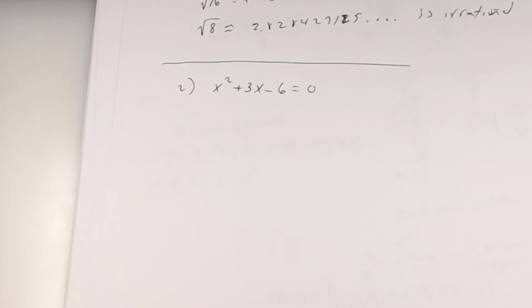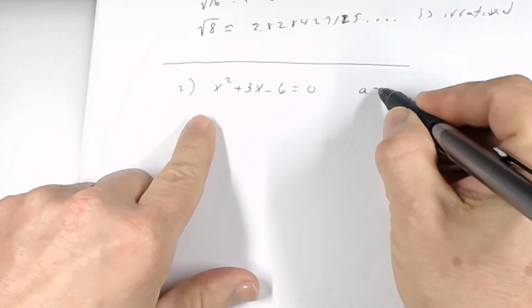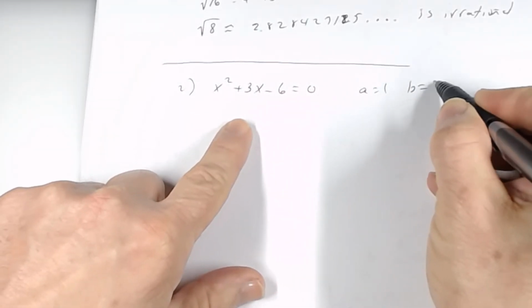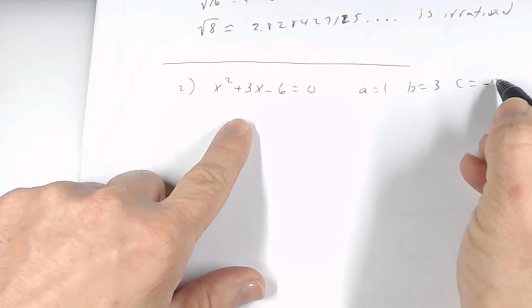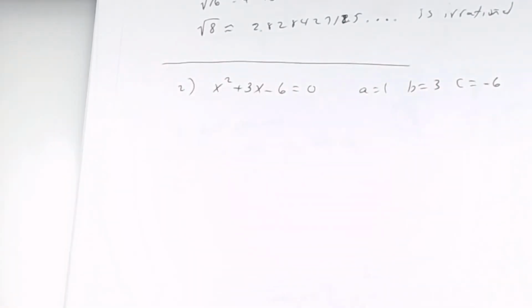All right, is it in descending order? Yes. Is it in general form? Yes. Okay. So what's A? 1. Coefficient of x squared. What's B? 3. And what's C? Negative 6. It does matter because if you said 6, you get a different answer. You gotta keep the sign.